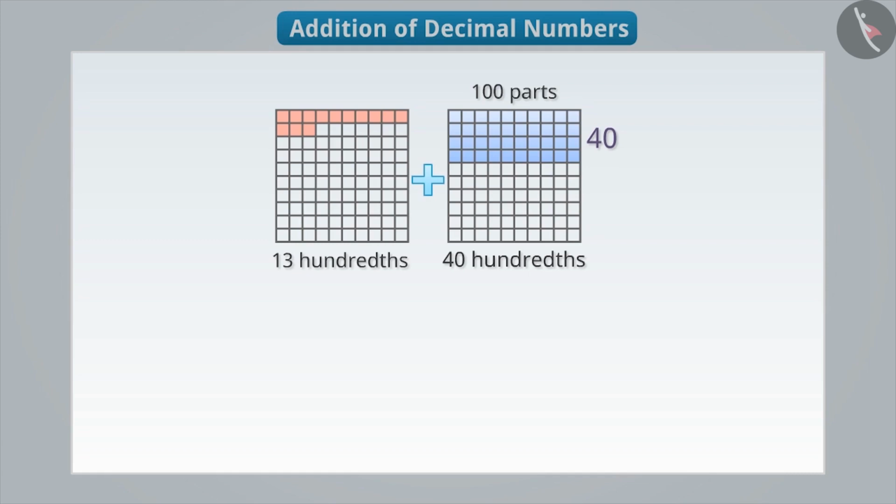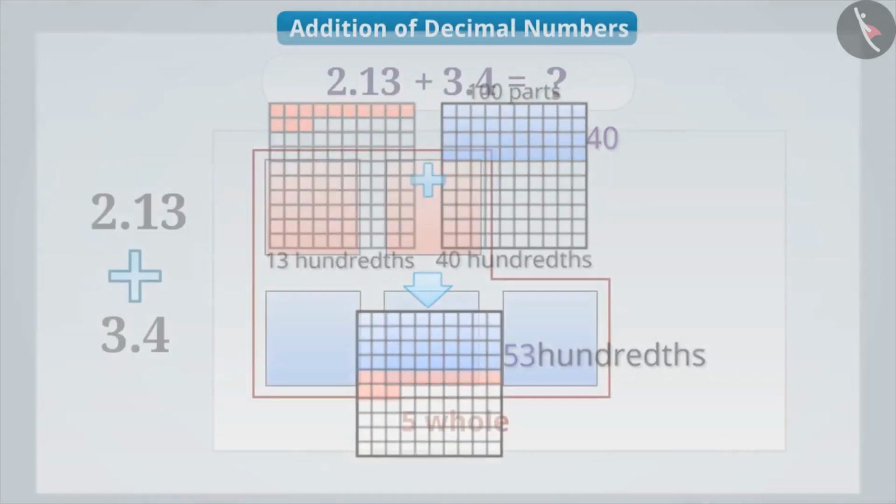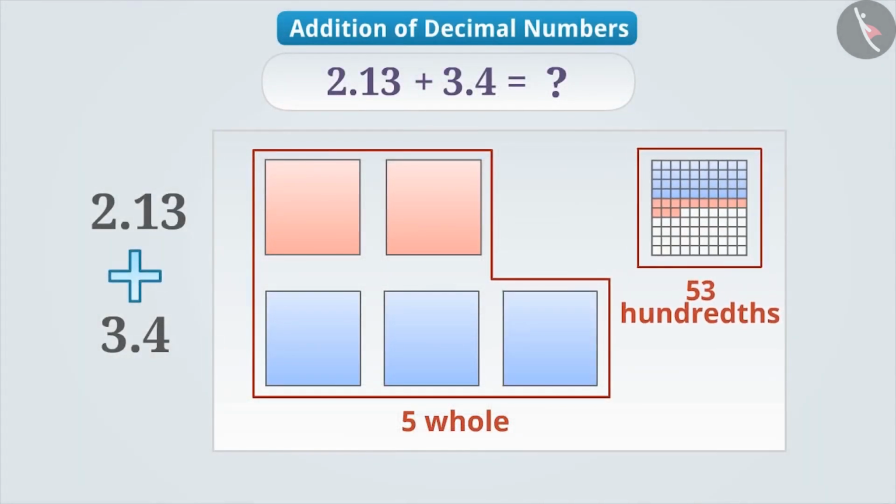So what will their sum be? If we place the shaded parts of both squares in one square, then we can say that there are 53 shaded parts out of 100, which means that the sum of 13 hundredths and 40 hundredths is 53 hundredths. Now tell me, how do you write 5 wholes and 53 hundredths in decimal form? Think for a while. Absolutely correct. We write it as 5.53.